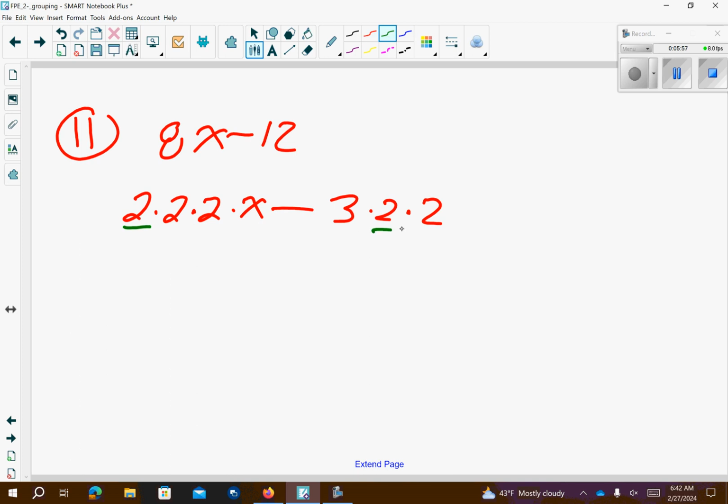I have a 2 and a 2. I have another 2 and another 2. So 2 times 2 is 4, so that comes out front. I'm left with 2x minus 3. There's our answer. And you can double check it. 4 times 2x, 8x. 4 times negative 3, negative 12.